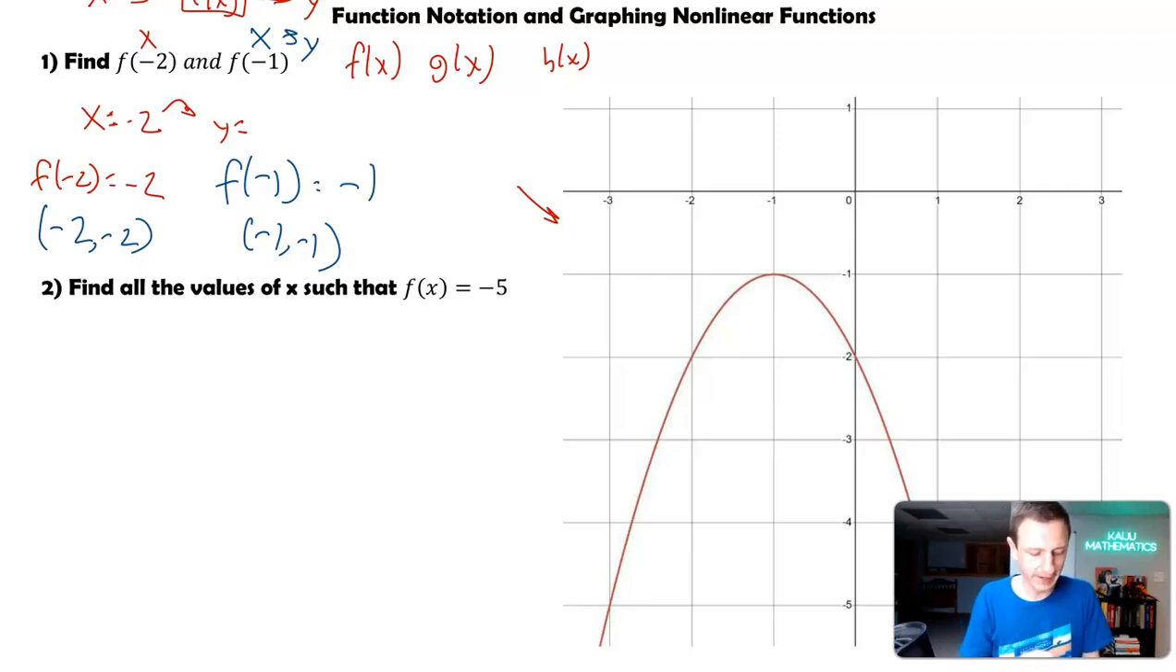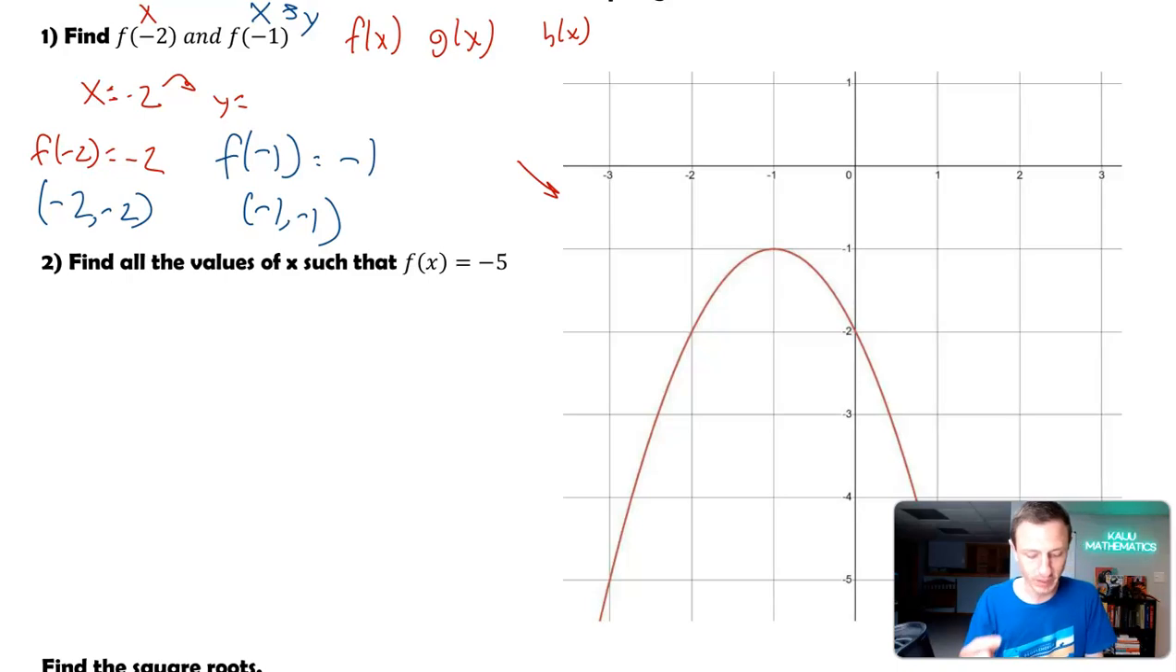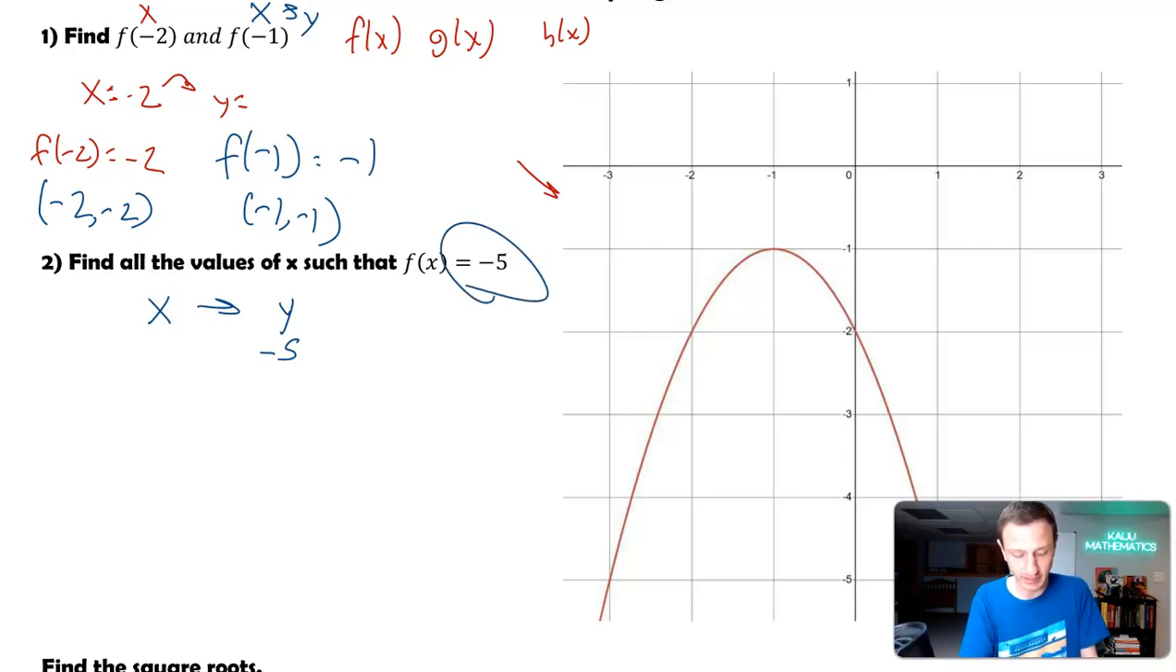So now number 2, find all the values of x such that f of x equals -5. In this question, we're asking, what x values are going to result in the y value of -5? So what x values are resulting in this y value of -5?